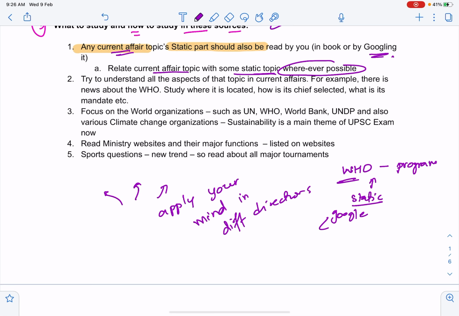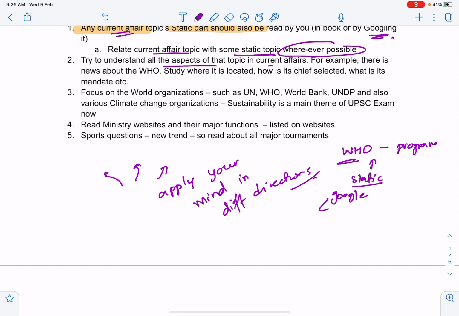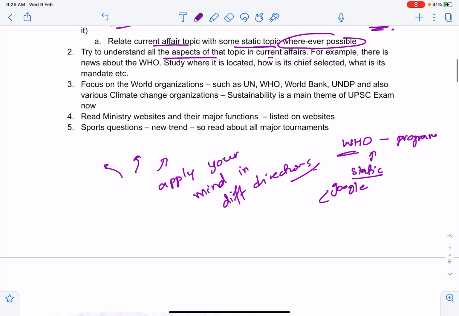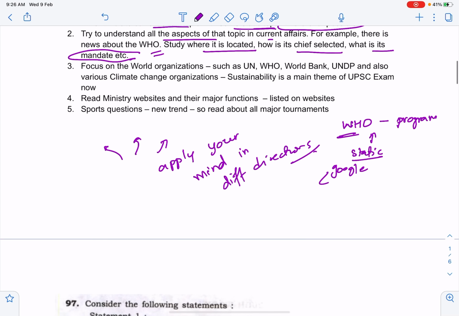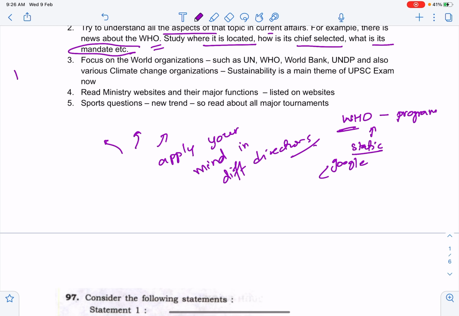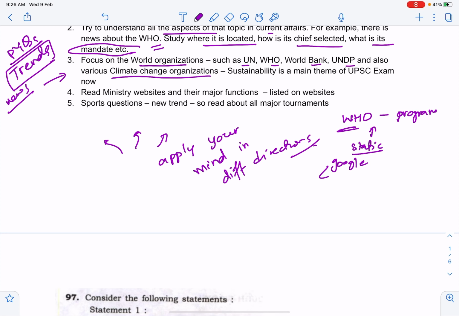Then try to understand all the aspects of the topic in current affairs. For example, like I said, if they have asked about WHO, see where it is located, how the chief is selected, what its mandate is, etc. Also try to catch some trends from previous year questions. Study the previous year questions and try to catch new trends. For example, UPSC lately has been asking a lot about world organizations such as UN, WHO, World Bank, UNDP, and also various climate change organizations and climate change initiatives.